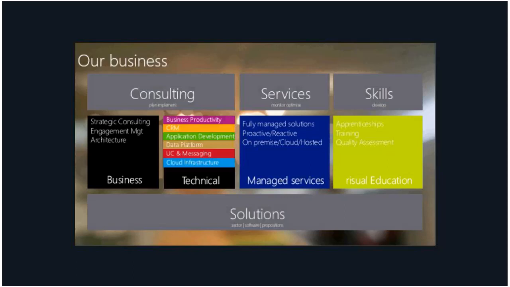So here you can see the different teams that are part of that technical group. We've got the business productivity team, which includes products such as SharePoint and Office 365. We've got the CRM, which obviously covers the Dynamics 365 suite. We have an application development team, which is an in-house application team. And then we've got the data platform team, specifically looking at technologies such as SQL and business intelligence.